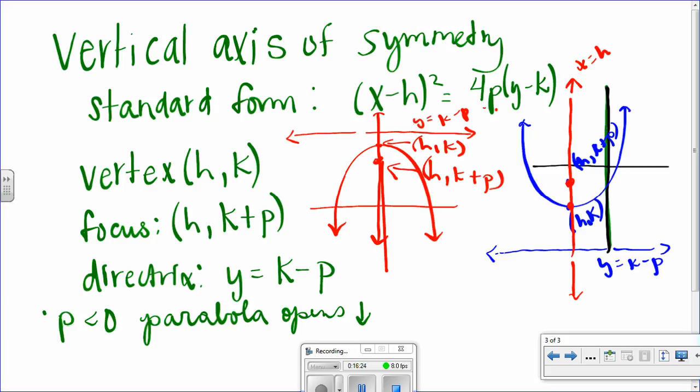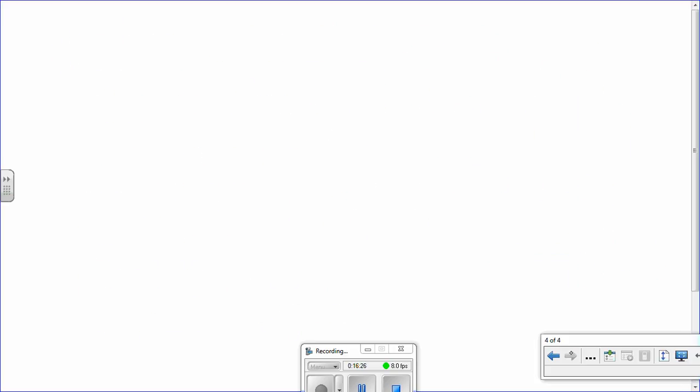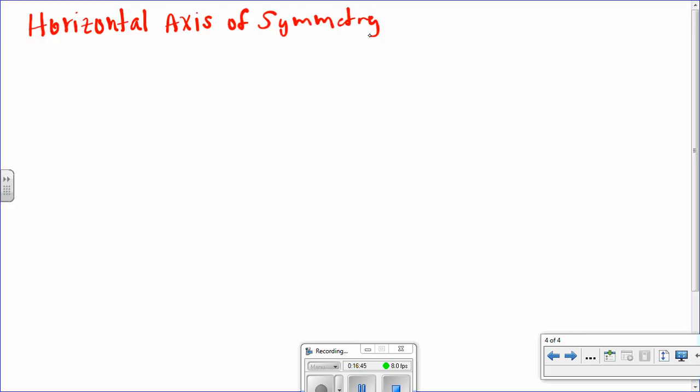Alright. Alright, let's look at a horizontal axis of symmetry. Do you take notes in school? Yeah, I took notes in school. I don't know. What was our word? So lots of people, give me a horizontal axis of symmetry.